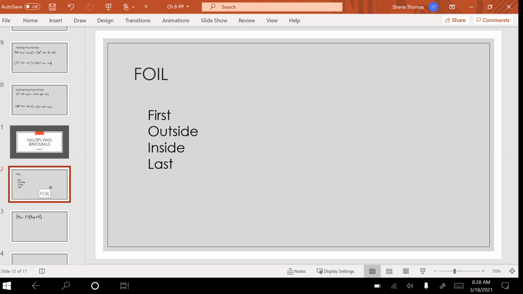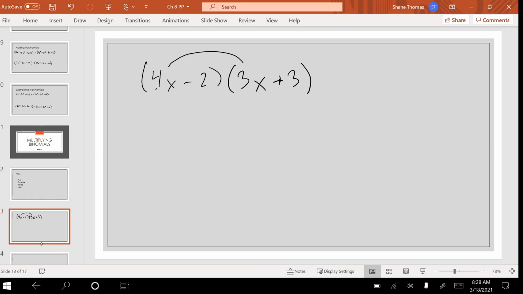So I start with first. First is going to be 4x times 3x. Multiply those, what do you get? 12x squared. Outside, 4x times 3 is what? Just 12x. Inside, negative 2 times 3x is negative 6x. Negative 2 times 3 is negative 6. Now, is there anything else I can do to this? These two are like terms. So I have 12x squared, and then what? Plus 6x minus 6.